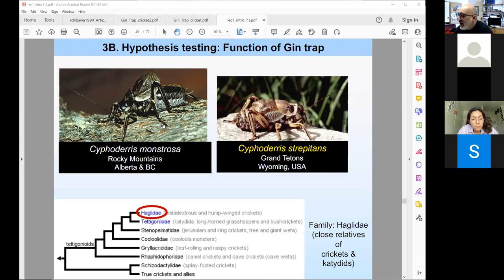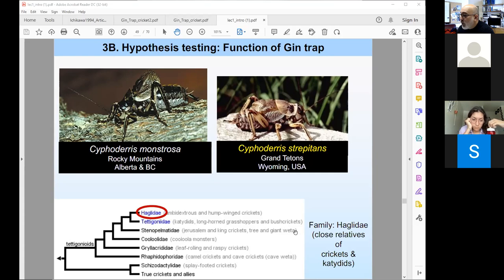This is a type of, I'm going to call it a katydid. They're crickets. They belong to a group called the Haglidae. And this is an evolutionary tree, and I'm not going to test you on this, so don't worry about that. But this is an evolutionary tree of crickets and their relatives. You can see there are true crickets here. Then there's a series of other groups of crickets and katydids.